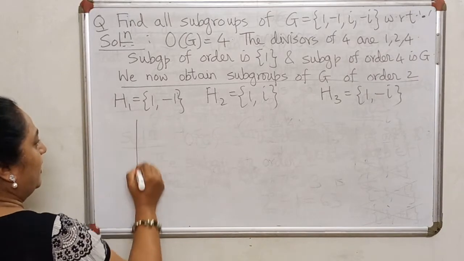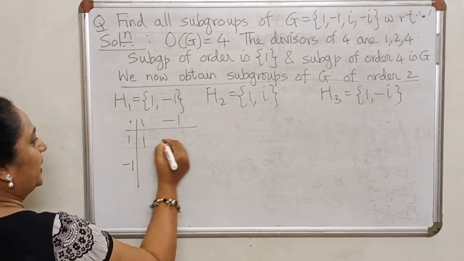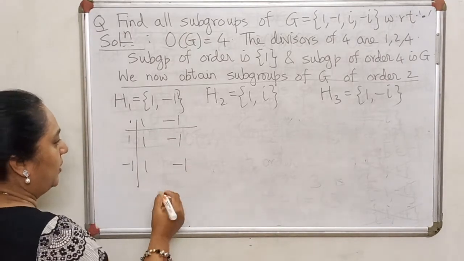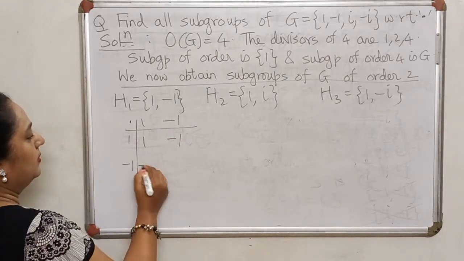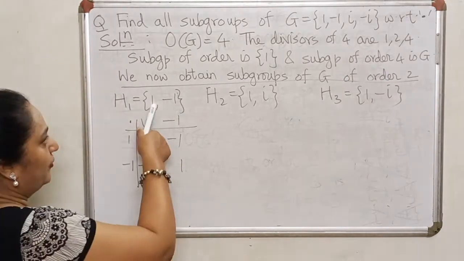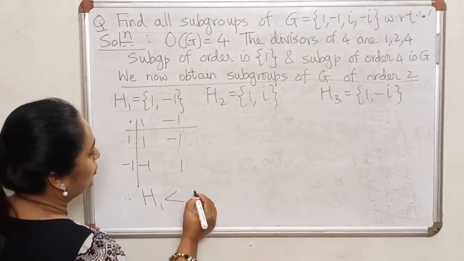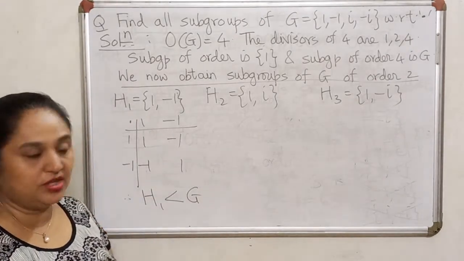So let's quickly verify the closure property for this. For the closure property, the best method is to prepare a composition table. And notice that all entries in the body of the table are from the given set. Closure property is satisfied for this. So H1 is a subgroup of G.